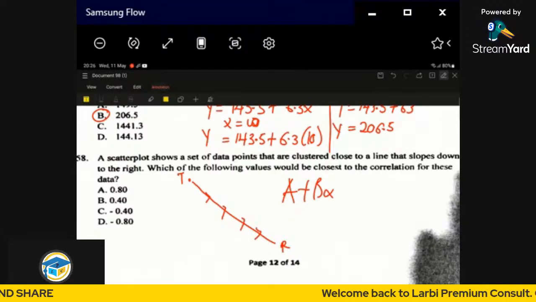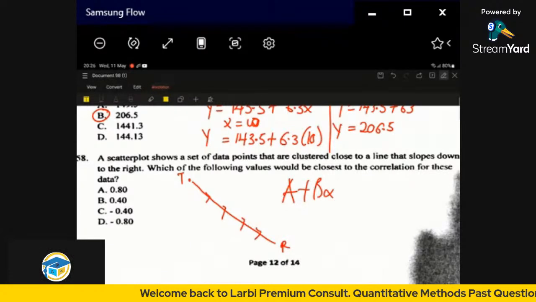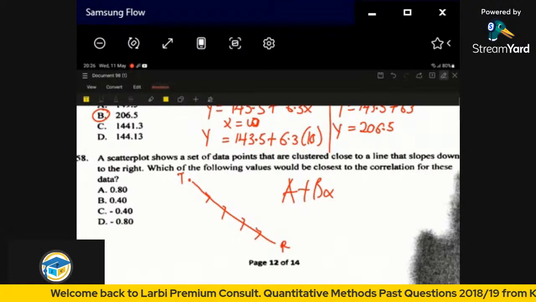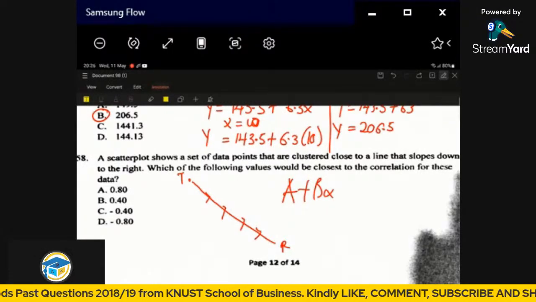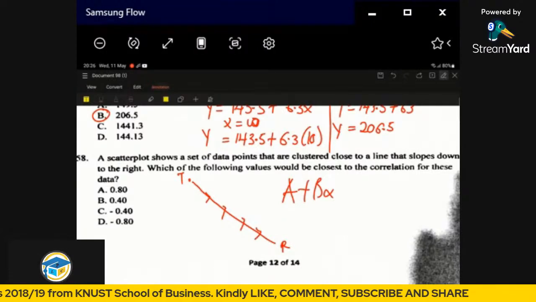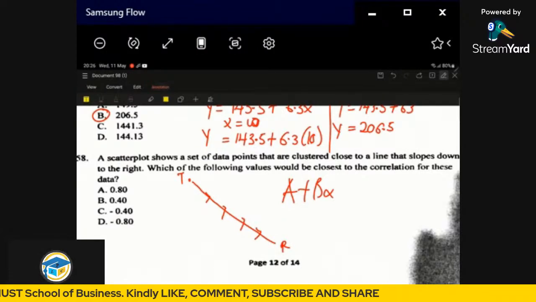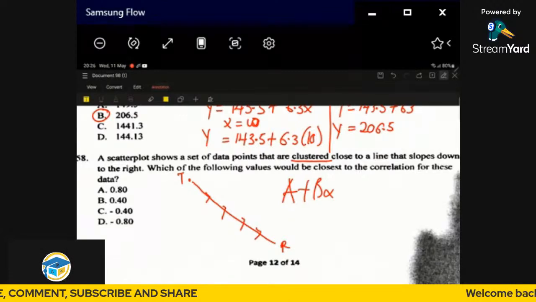So he's saying, which of these numbers here represents a slope or a line that slopes down towards the right? So we can say that this is a negative what? Correlation. And he also gives another piece of information here, that these points are clustered close to the line. So it means that it is closer to the line of best fit.